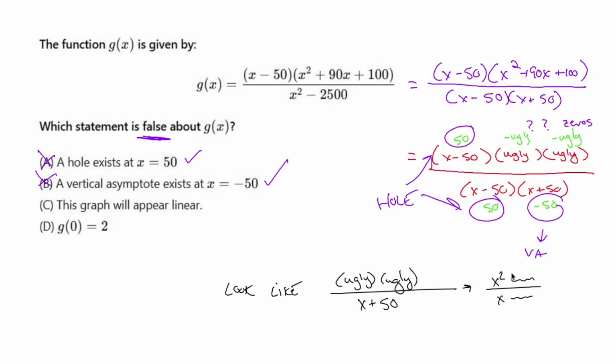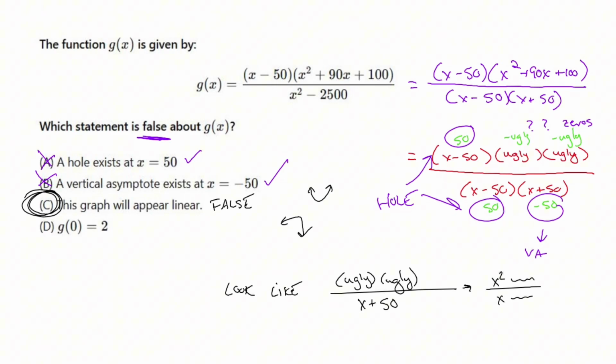And before you get excited and say, but x squared over x, I know that, but nothing here is going to cross out. So this is going to maintain rational behavior. It's going to look like that no matter what you do. So this will not appear linear, which means this is going to be my false statement. This is the one that I want.